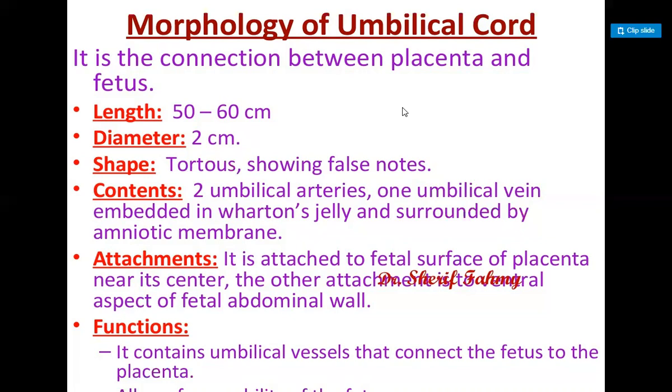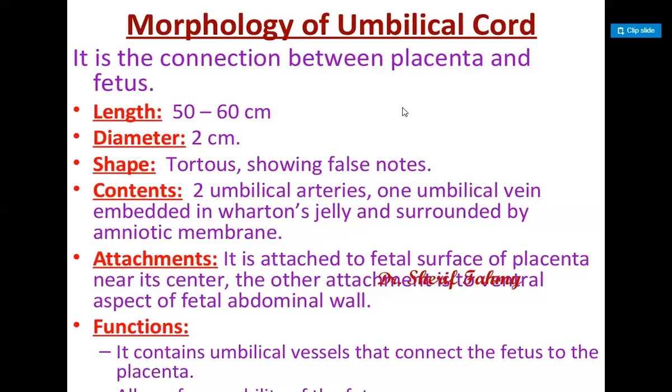And content-wise, as we know, initially there are two umbilical arteries and two umbilical veins, but afterwards there are two umbilical arteries and one umbilical vein embedded in Wharton's jelly, which will definitely protect them, and it is surrounded by the amniotic membrane.